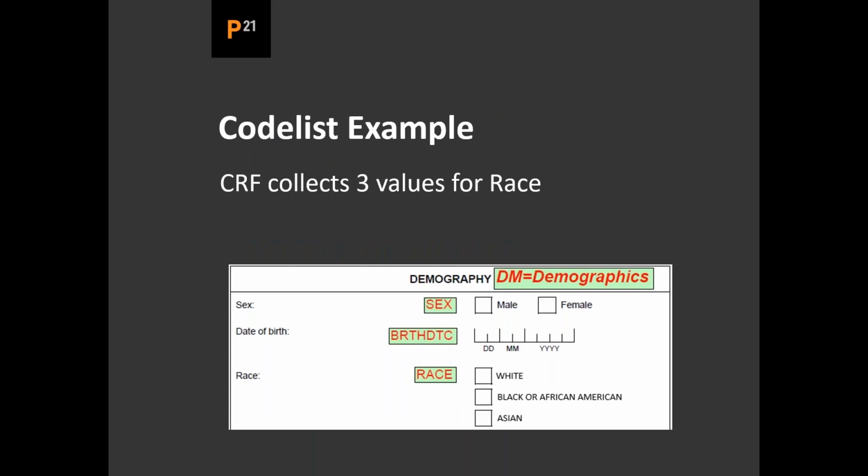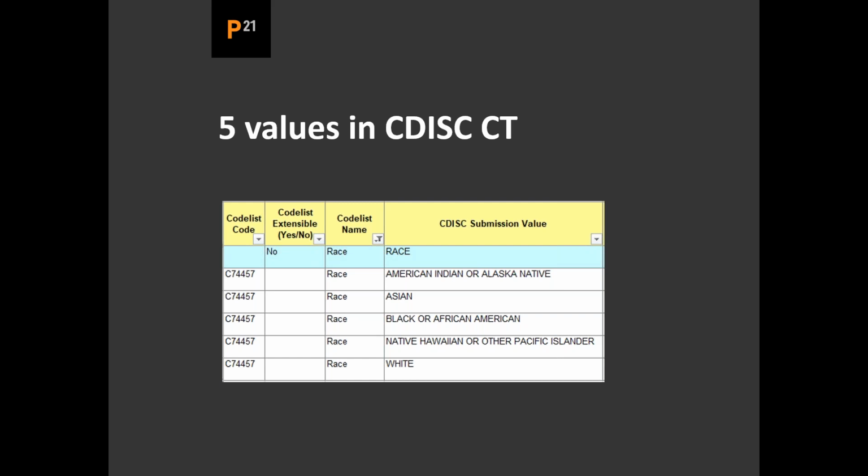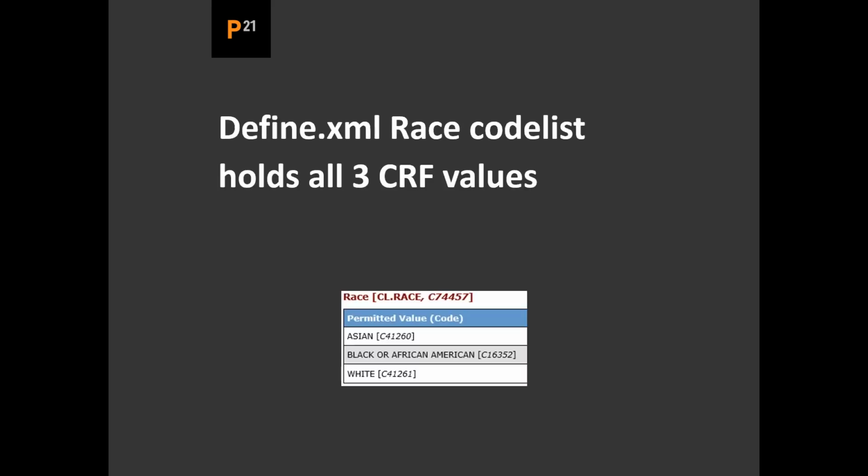So a quick example of a code list here. This is a fairly common example, and then we'll get into some of the issues that we see. A simple CRF page is collecting 3 different values for race. When we look at the final collected data, out of those 3 CRF options, only 2 were actually checked. And then in CDISC CT, the code list has 5 possible values. So the key here is that the Define.xml shouldn't have just the 2 values in the data. It should have all the possible values from the CRF. So in this case, we'd have 3 values in our race code list.